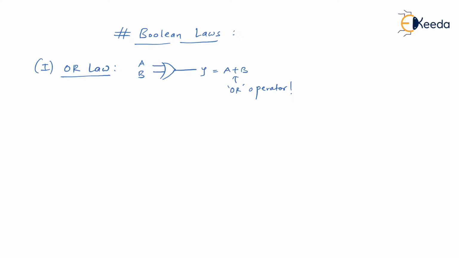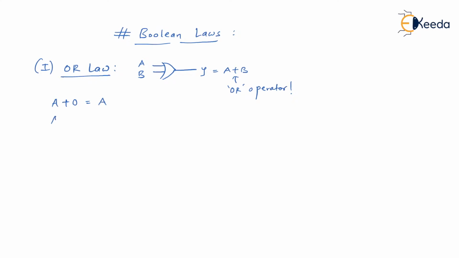Since the inputs are A and B, you can apply any input on A and B. For example, I'm applying A on A, but on B I'm applying 0. So A plus 0. When you add anything, or OR anything, with 0, obviously you get the same result. So you get A, isn't it?